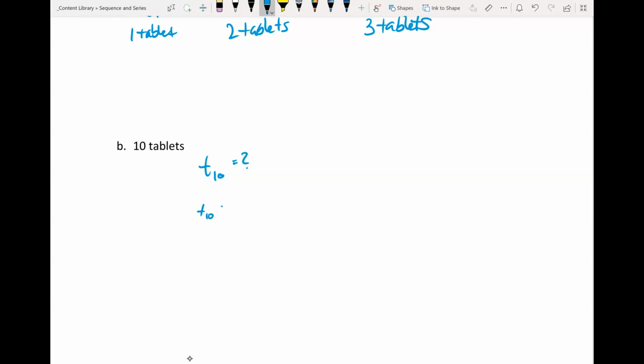So to calculate this, we're going to use our geometric sequence. So that's T1 multiplied by R to the power of n, which is 10 in this case, minus 1. And then that's 500 multiplied by 1.15 to the power of 9. So I'm going to do 1.15 to the power of 9 in the calculator first, then multiply it by 500. We're going to get 1,758.94 milligrams.